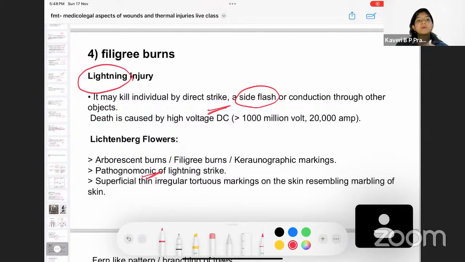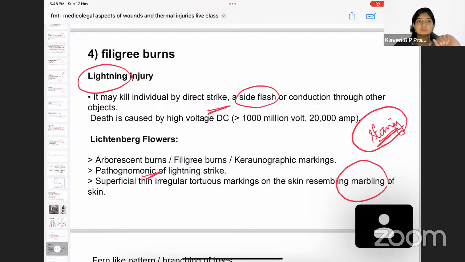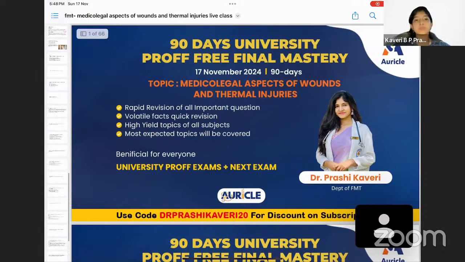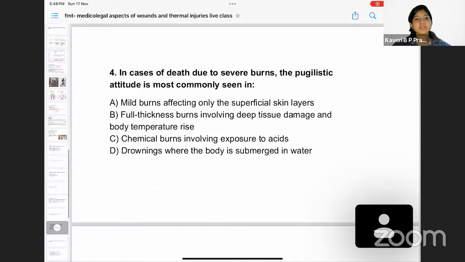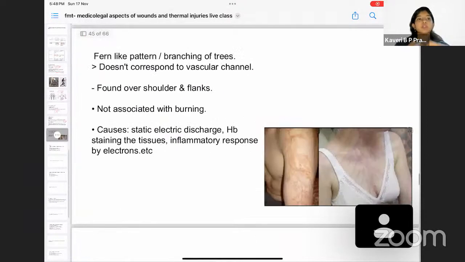So, what are filigree burns? These are superficial, thin, irregular, touch markings on the skin resembling marbling. What is marbling? Marbling is the staining of the superficial veins that is seen because of stagnation of the blood flow. If the burns look like marbling, then they are called filigree burns. They are going to look like the branches of a tree. Because they look like branches of a tree, they are called arborescent burns. Okay, got it? Next. These follow a fern-like pattern.